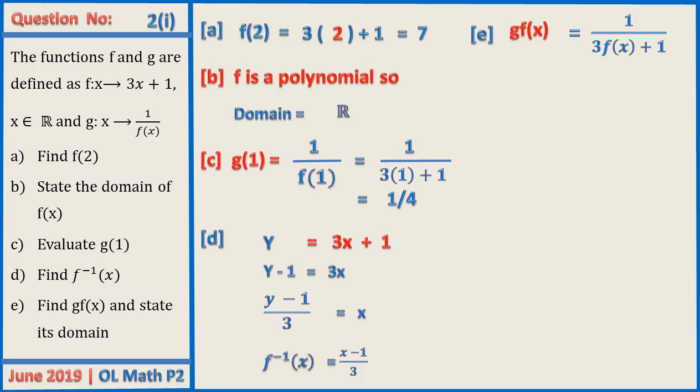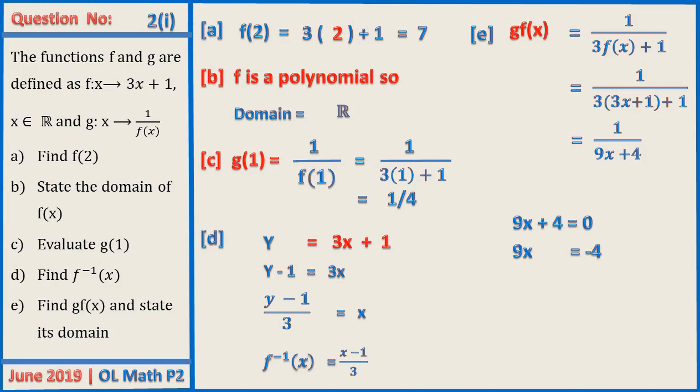We know that g of x is equal to 1 over 3x plus 1. But the x here has been replaced by f of x, so we have 1 over 3 f of x plus 1. But f of x is 3x plus 1. So when you open this out, you have 1 over 9x plus 3 plus 1, which is equal to 1 over 9x plus 4.